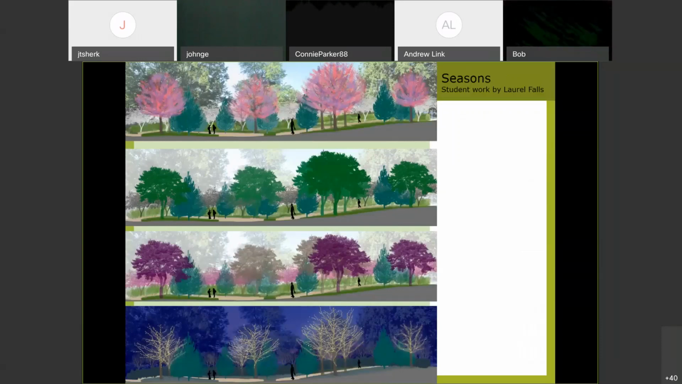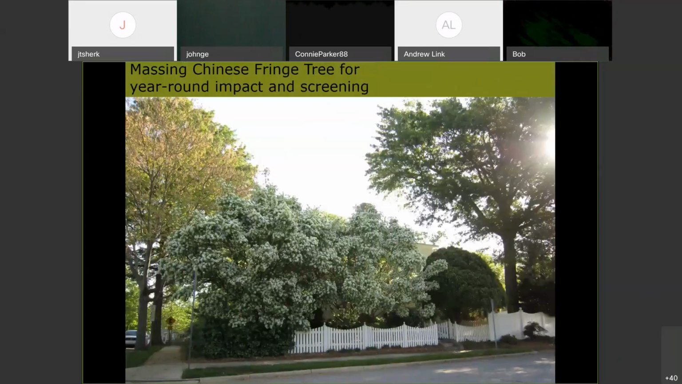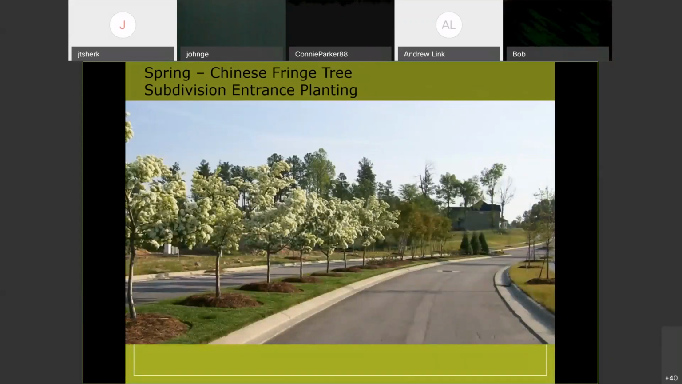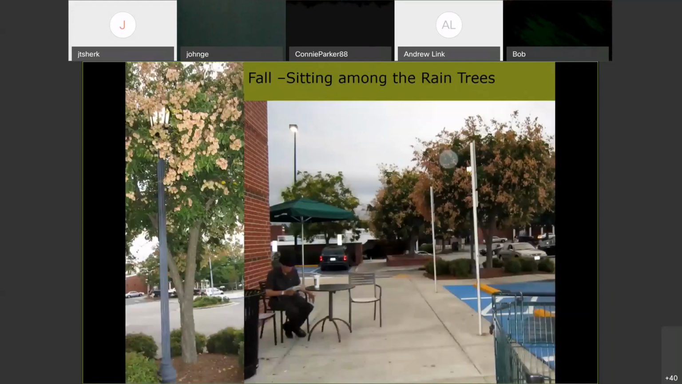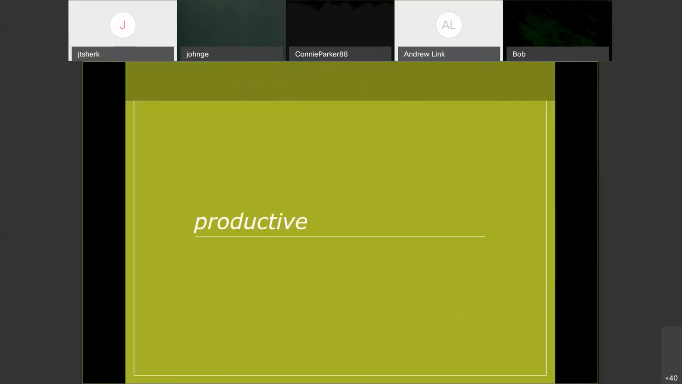This was a clever student who used Photoshop to address that. But here's Chionanthus retusus, the Chinese fringe tree in its full bloom. It blooms early, it leaves out early, it has this magnificent bloom, and holds its leaves late into the season. Here it is where I used it at an entrance to a subdivision, making a stunning example of seasonality. Here's some more golden rain trees right here at the Harris Teeter in Cameron Village, near the university, really making sort of this moment with the seasonality of the trees.